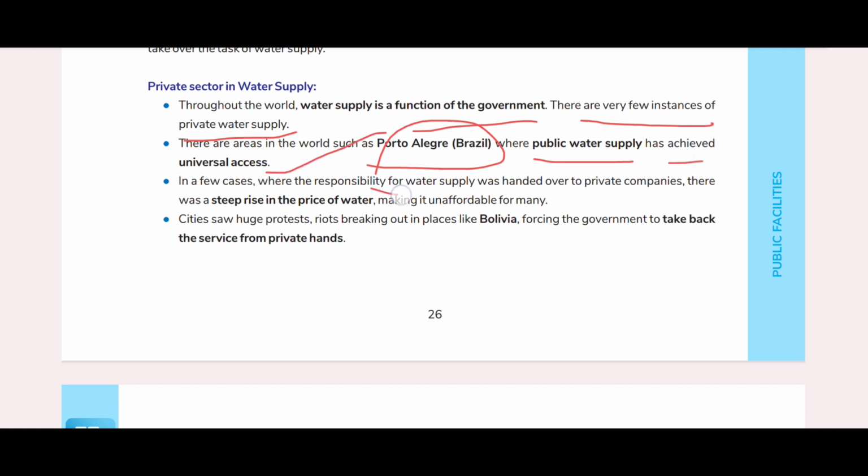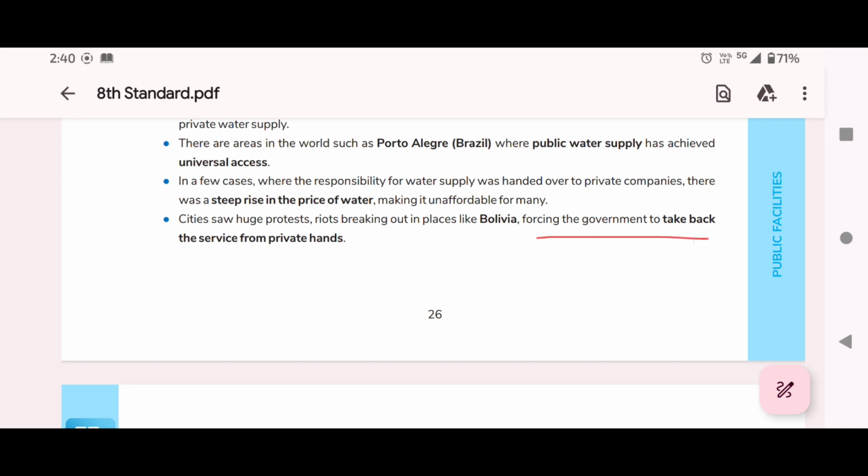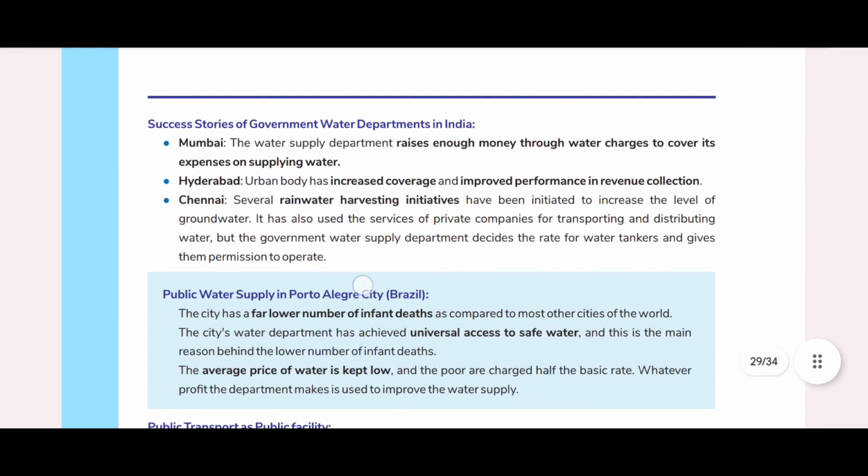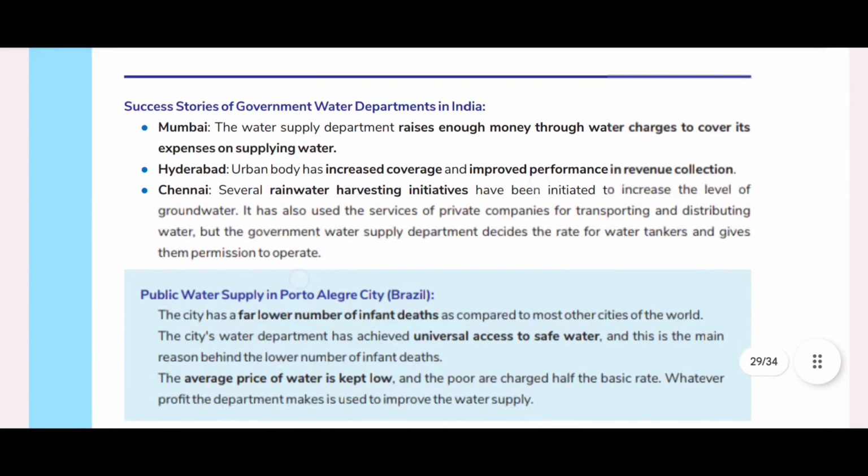In a few cases where the responsibility for water supply was handed over to private companies, there was a steep rise in the price of water, making it unaffordable for many. Cities saw huge protests and riots breaking out in places like Bolivia, forcing the government to take back the service from private hands. Success stories of government water departments in India.